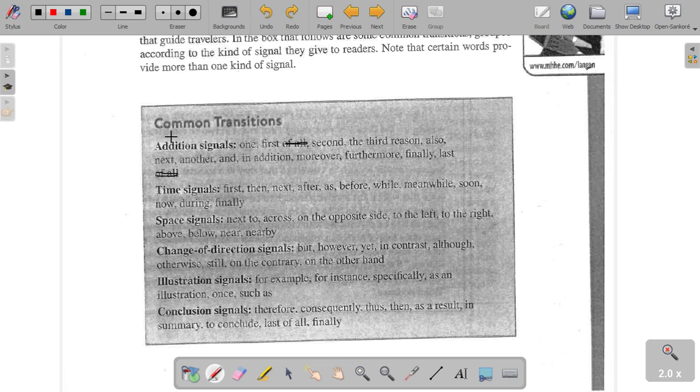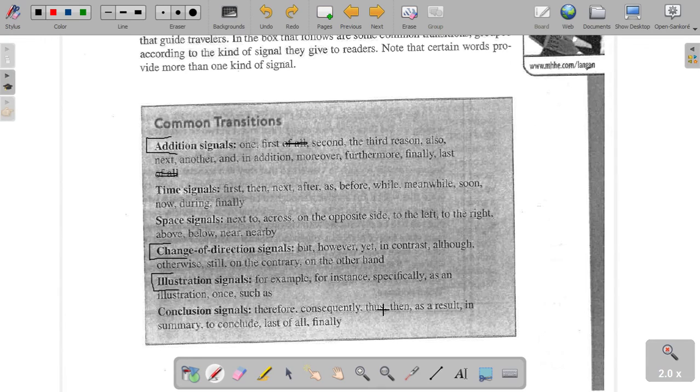So I would say the two most important are the addition signals and the change of direction signals, because these are probably the most common that you're going to use. And probably those with illustration signals. These are ones that you use in most essays. You use more than one example, so you're going to use the addition ones, and you also probably use some kind of contrasting examples, so then you're going to use the change of direction ones. And the last one, illustration signal, is when you're giving an example.